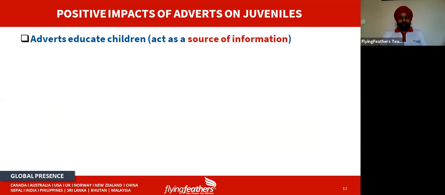First positive impact is that adverts educate children. Educate children means they act as a source of information. Every piece of information, like the number of advertisements that are there. Bournvita advertisement is there. Colgate advertisement is there. That is helpful somehow for children, because if they have Bournvita in their diet, then definitely, as it shows, it will help in the development of their body. So such types of adverts educate children, right?